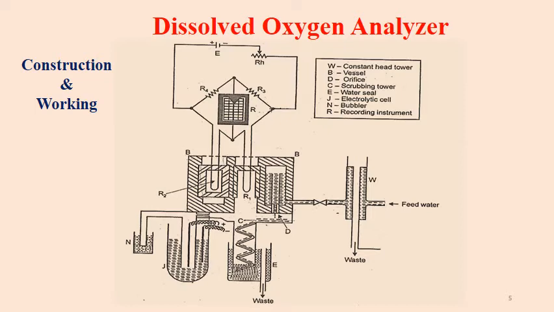The recording section consists of thermal conductivity detector and associated equipments. All these units are arranged in a sequence to perform a specific task. About the working, the sample water flows from the constant head tower into the vessel which maintains the electrical element R1 and R2 at an even temperature. The water at a temperature passes through an orifice which regulates the flow to 400 cc per minute, then down to the scrubbing tower and out through the water seal.